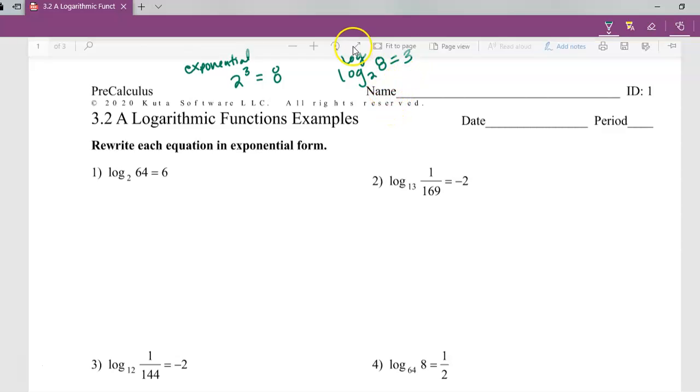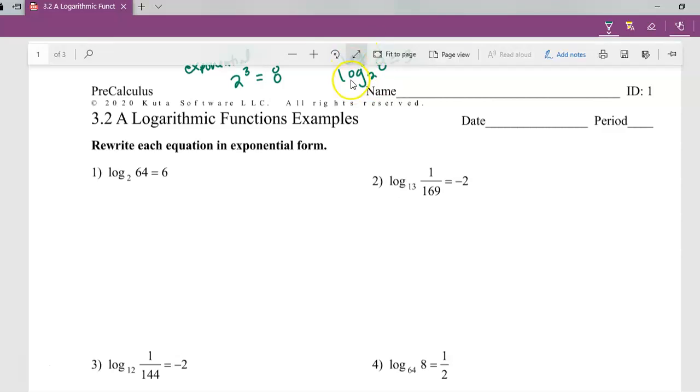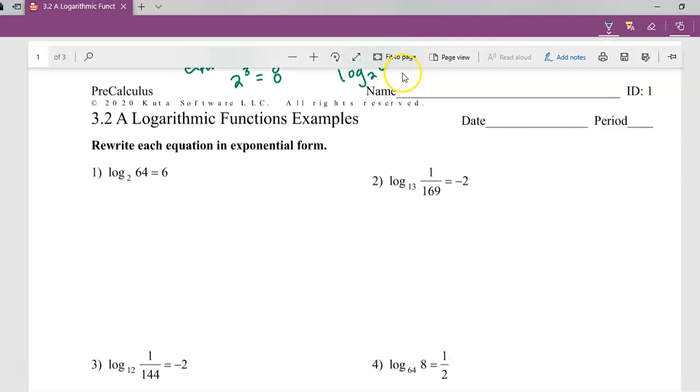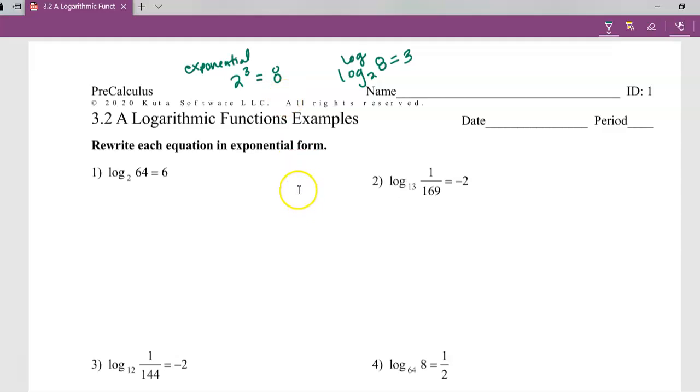So basically what the log function is saying is, if I take this number 2, what exponent would I have to put on that 2 in order to get 8? That's what this side of the equation is asking you. So what exponent would I have to raise 2 to in order to get 8 is what log is saying. And that is equal to 3 because 2 to the third power equals 8.